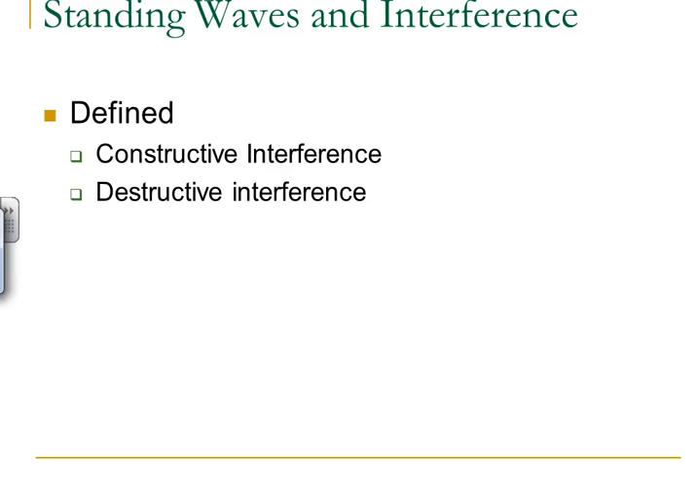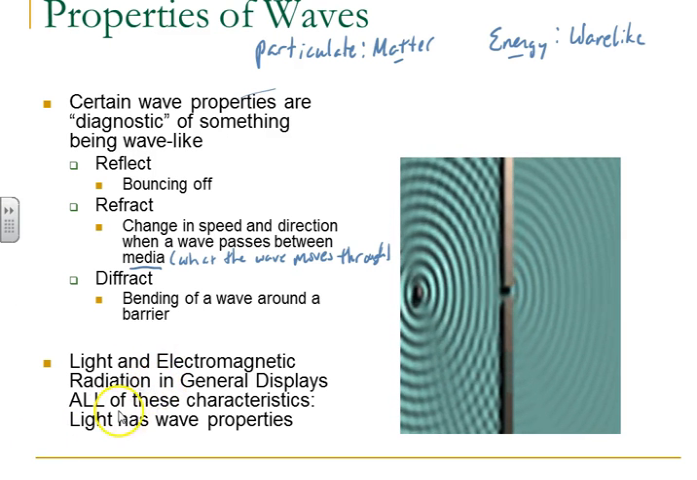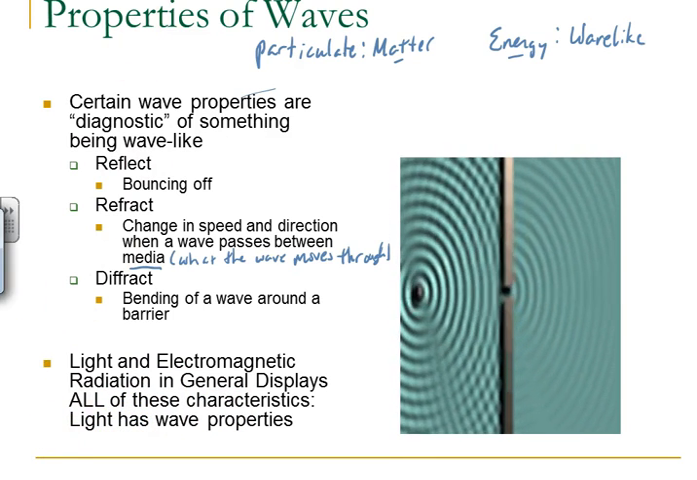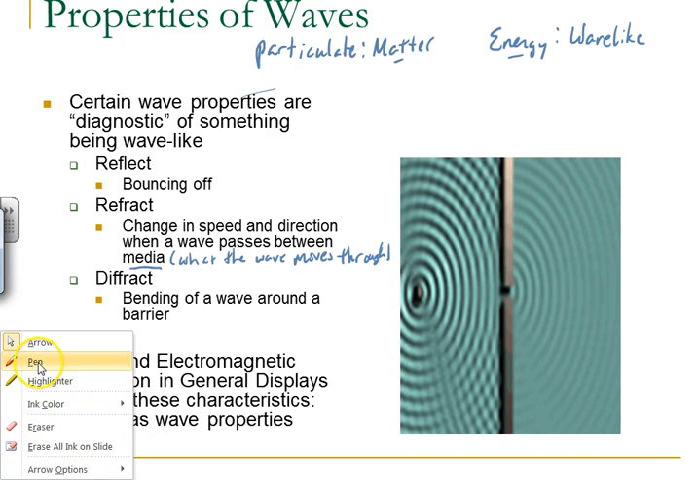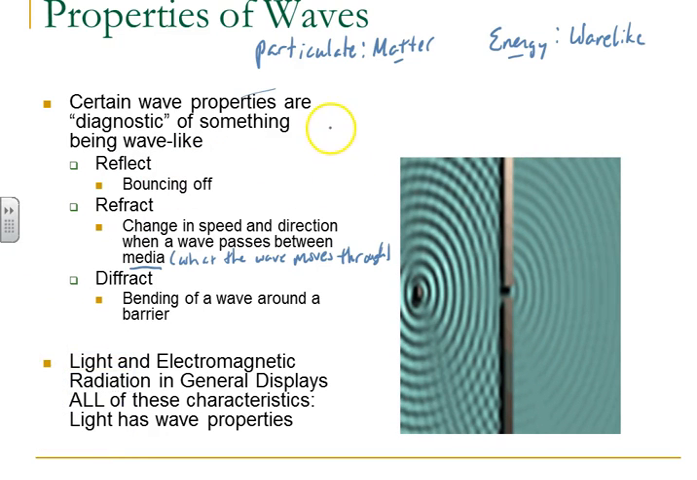Light and all electromagnetic radiation display all the properties that are characteristic of light being wave-like. Okay, so it's been considered for many years, since the 1600s or so, that light and all electromagnetic radiation like X-rays and gamma rays and ultraviolet light and infrared and so forth, radio, microwave, light has wave properties.